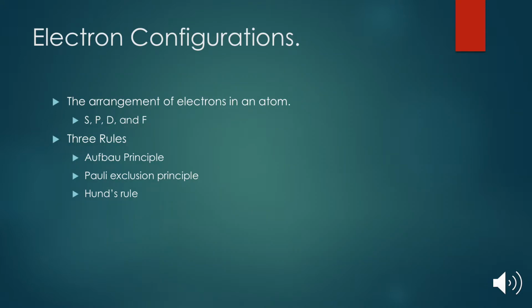So we're going to go ahead and learn about electron configurations, which are the arrangement of electrons in an atom. We're going to learn about the s, p, d, and f orbital groups, and the 3 rules, which include Aufbau principle, Pauli exclusion principle, and Hund's rule.